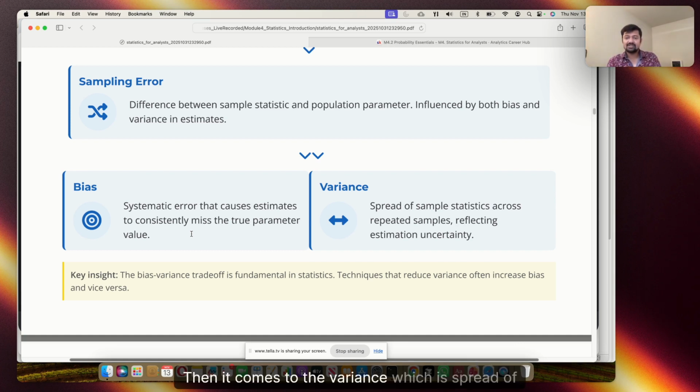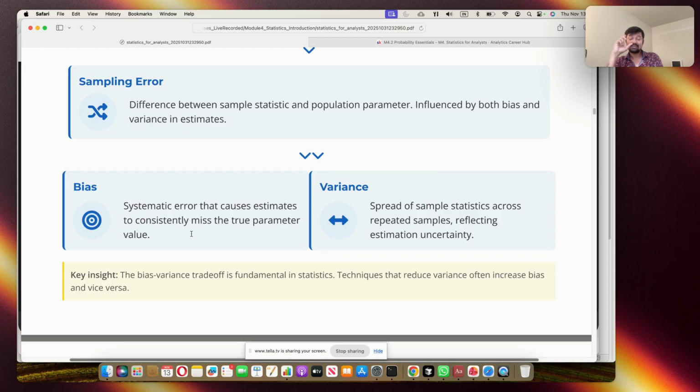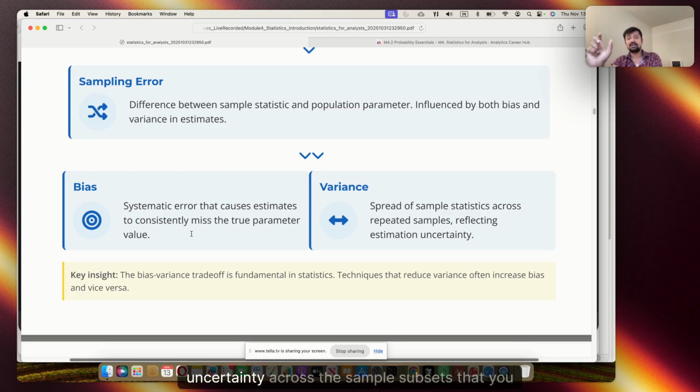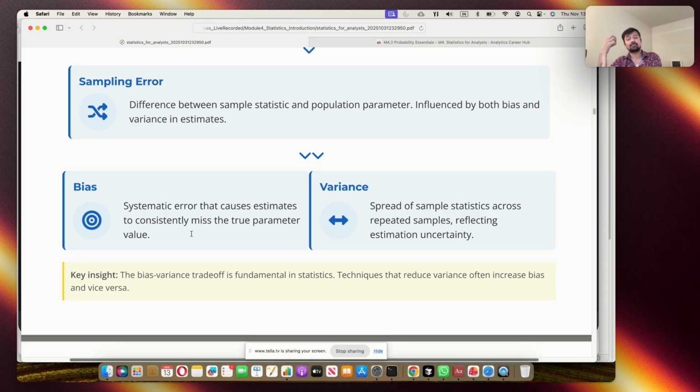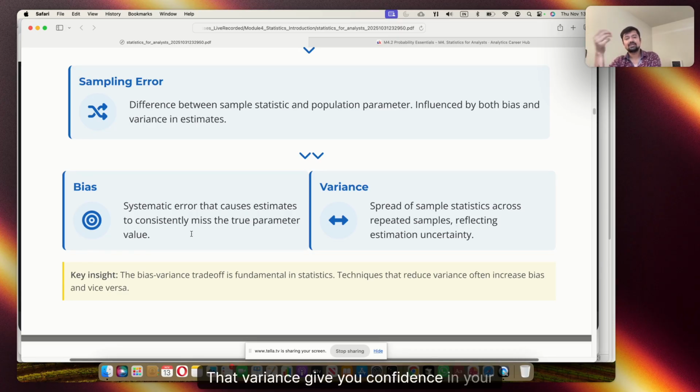Then comes the variance, which is the spread of the sample statistics across repeated samples, reflecting the estimation uncertainty. Variance is a very good parameter when you are doing random sampling multiple times. You are computing and checking the estimation uncertainty across the sample subsets you have selected, and that variance gives you confidence in your estimation and in your predictions.